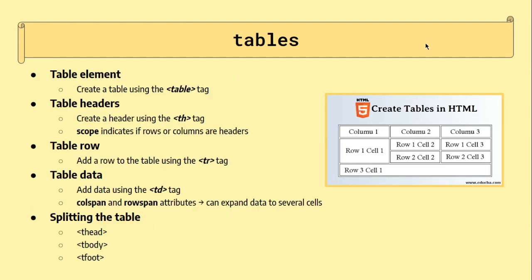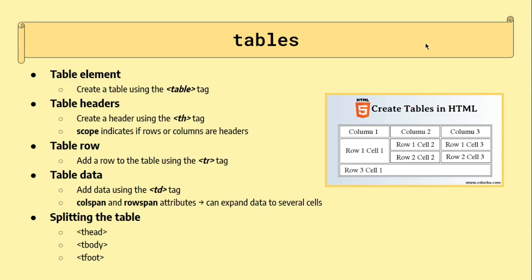Next, let's review HTML tables. To create a table, use the table tag. Inside the table, you can create table headers using the th tag, table rows using the tr tag, or table data using the td tag. Additionally, we can use the scope keyword to define the table headers as rows or columns.